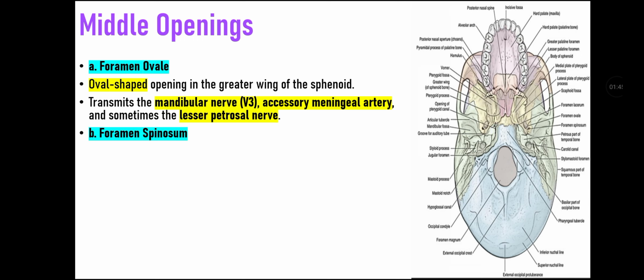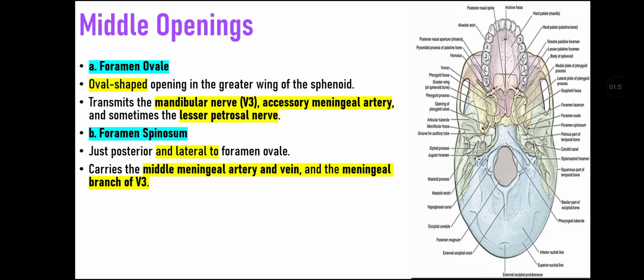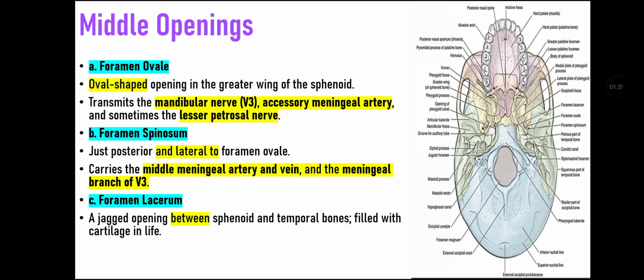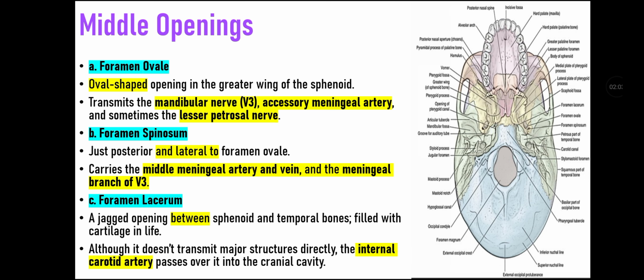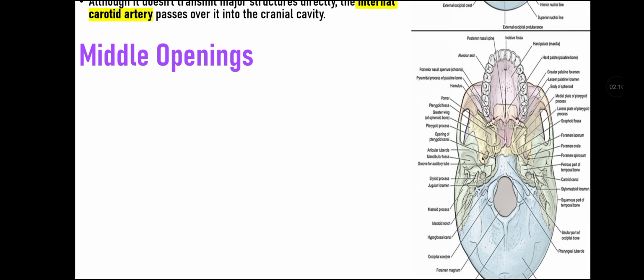Second opening in the middle third is the foramen spinosum, that is just posterior and lateral to the foramen ovale. It carries the middle meningeal artery and vein and the meningeal branch of V3. Next is foramen lacerum, that is a jagged opening between sphenoid and temporal bone filled with cartilage in life. Although it does not transmit major structures directly, the internal carotid artery passes over it into the cranial cavity.